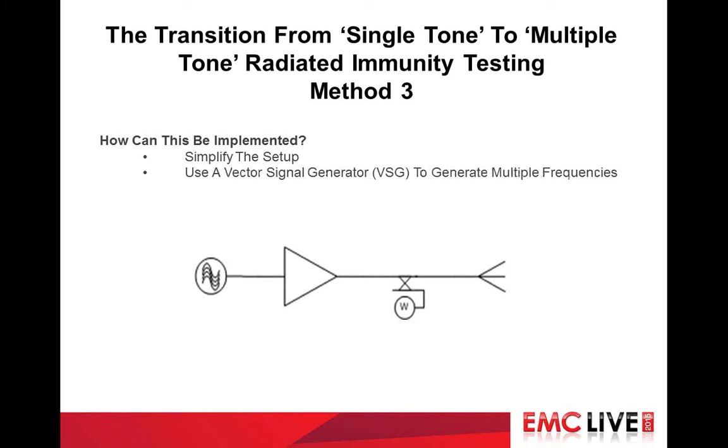Another method would be to have one signal generator that could generate multiple tones or frequencies. The output would feed into a single amplifier and one transmitting antenna. This approach simplifies the setup. This method can be accomplished by using a vector signal generator.